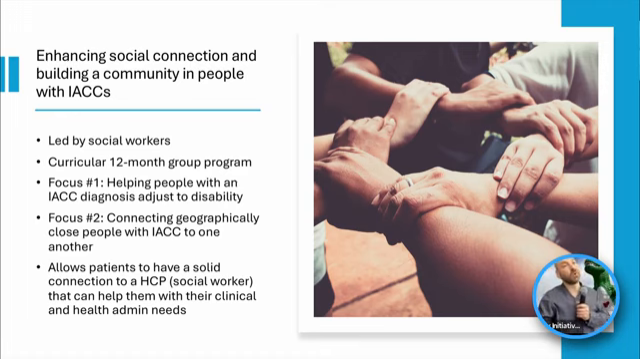The second focus of the group is to actually bring people with IACCs together. We're able to link people in the groups by zip code so that if they're living within a few blocks of one another, they're in the same group. Over a period of 12 months, folks with IACCs start to realize, oh my God, you live down the road from me, or we go to the same grocery store, or we attend the same church, or whatever the case may be.